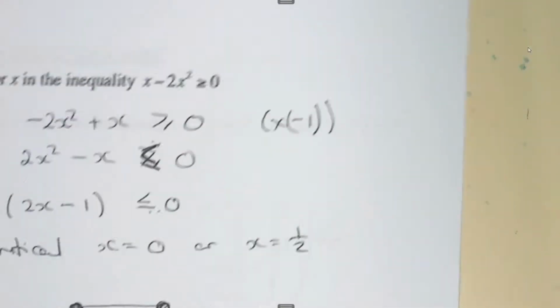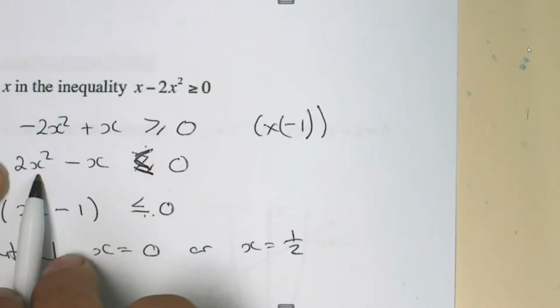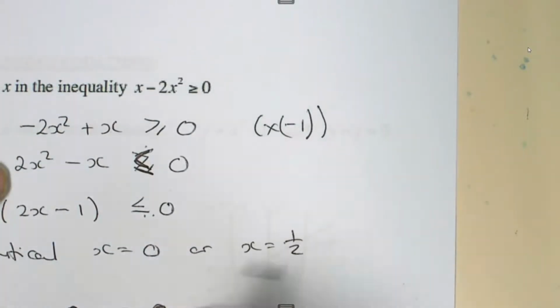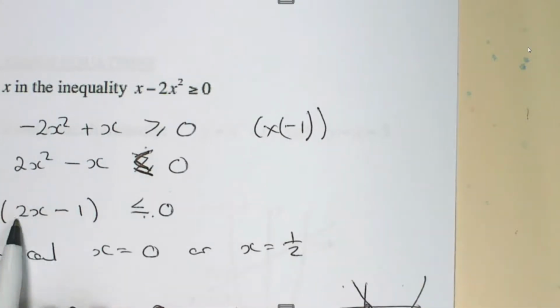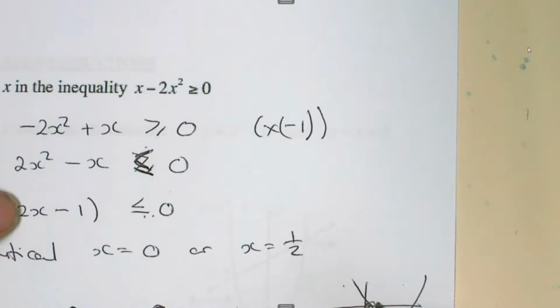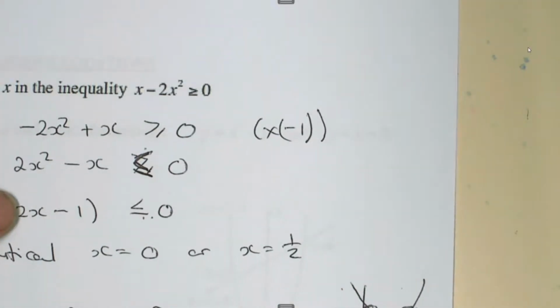Or you could have said, this here is a parabola, right? We're going to look at this line here. This line here is hands up. And the zero values here are 0 and a half. And where is this negative? It's negative between the two, between 0 and a half. And because there's an equal sign there, equal signs must be in your answer.